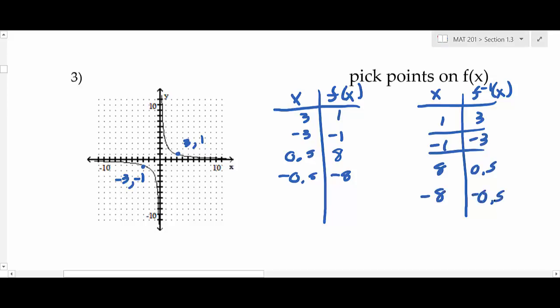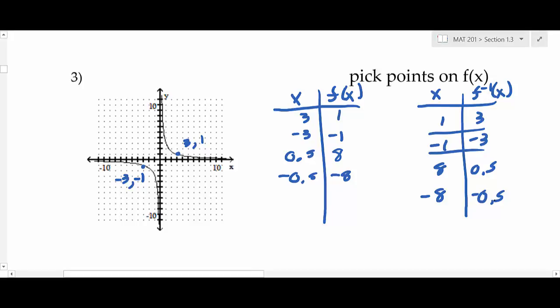Now, if we plot those points, and I'm not going to do this on there, I'm just going to point this out to you up here. What happens on this, if you plot 1, 3, look at this, over 1, up 3. You're already on the graph, aren't you? Okay? If you go over to negative 1, negative 3, that's left 1, down 3, so you're already there. And if you do 8, 0.5, way over 8, that looks like it's on the graph.